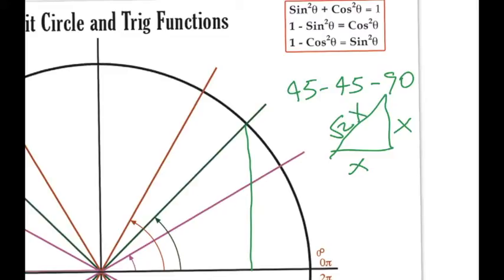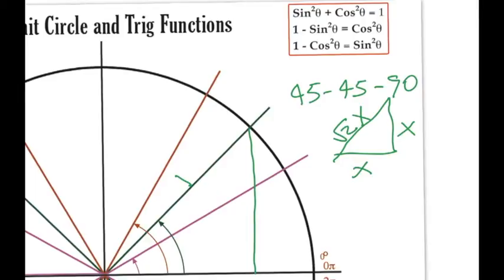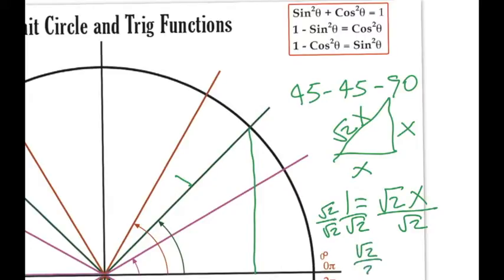So in looking at that, if I know that my hypotenuse is 1, that means that 1 is equal to the square root of 2 times x. So now we divide both sides by the square root of 2. And of course we get to multiply by square root of 2 over the square root of 2. And we end up with the square root of 2 over 2 is equal to x. So this is the square root of 2 over 2, and so is this.